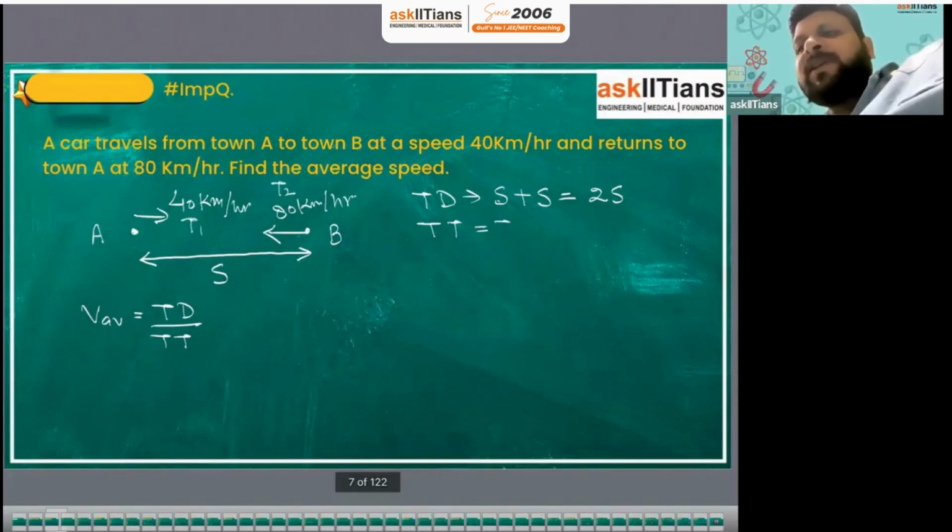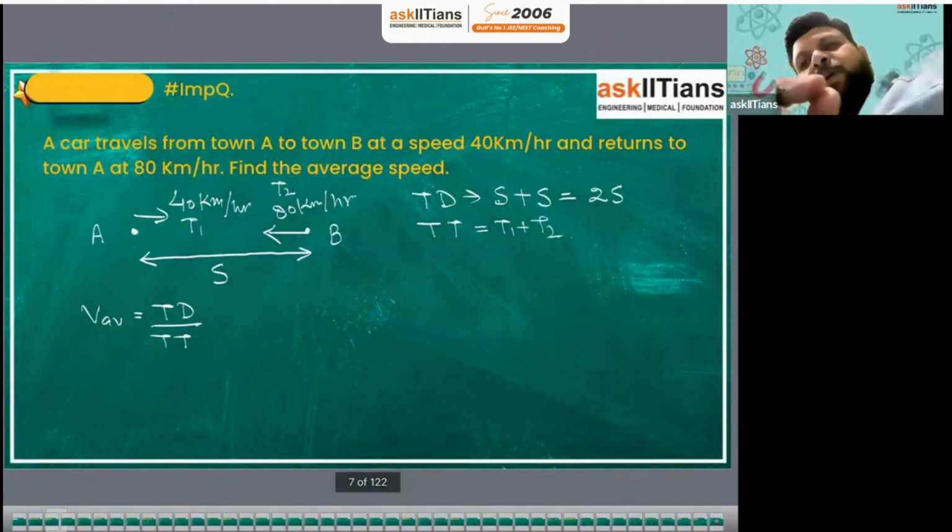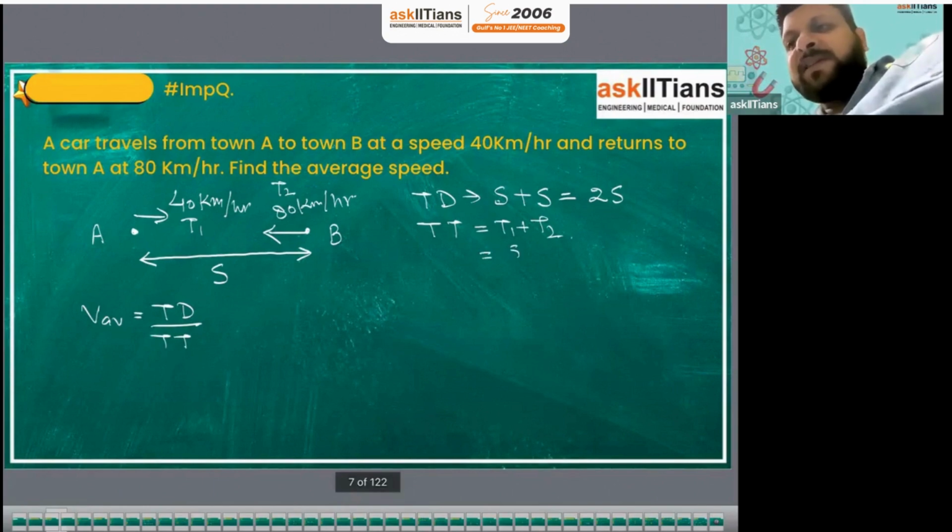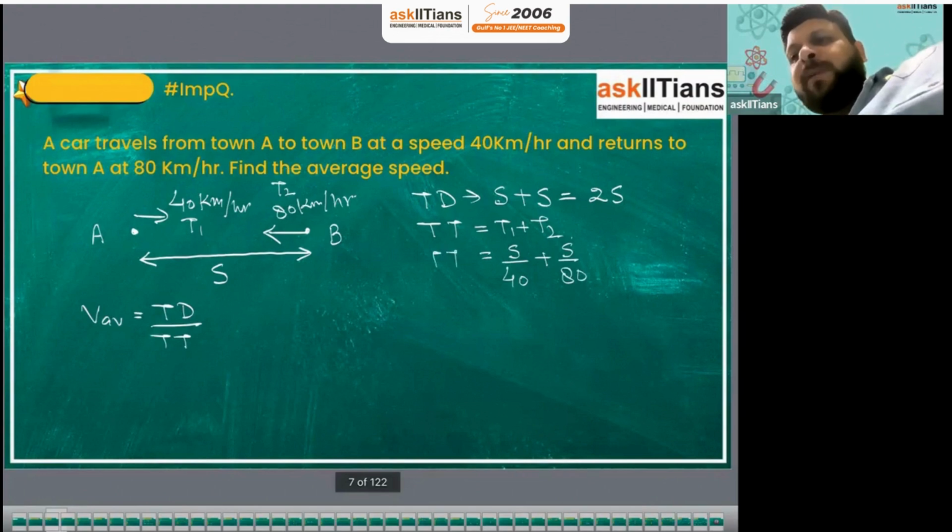So total time here is T1 plus T2. Since we know speed is equal to distance upon time, and time is equal to distance upon speed, time T1 will be distance he is covering S with speed 40, and for T2, S upon 80. So this is what total time.